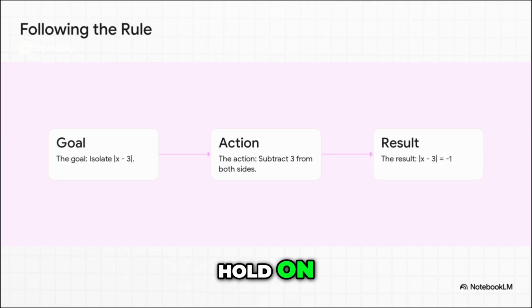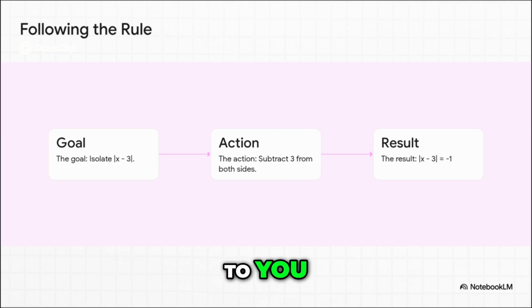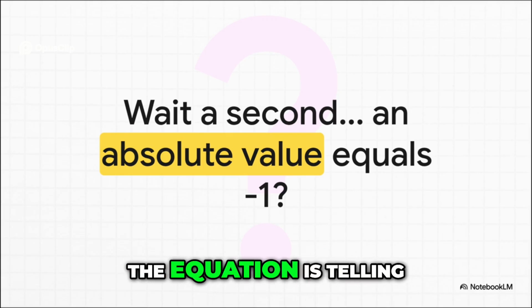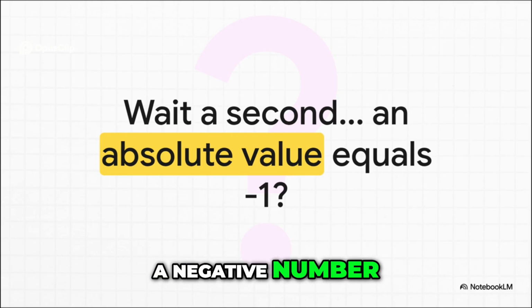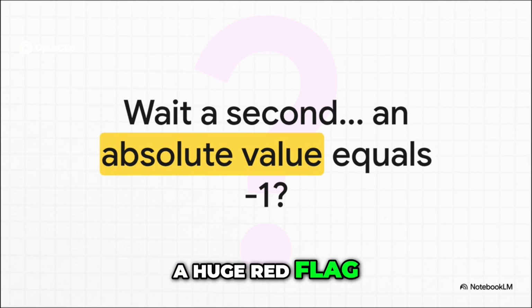Now, hold on. Take a really close look at that result. Does anything seem weird to you? Yeah, this is where you need to slam on the brakes. The equation is telling us that an absolute value is equal to a negative number. That should set off alarm bells in your head. A huge red flag. But why?